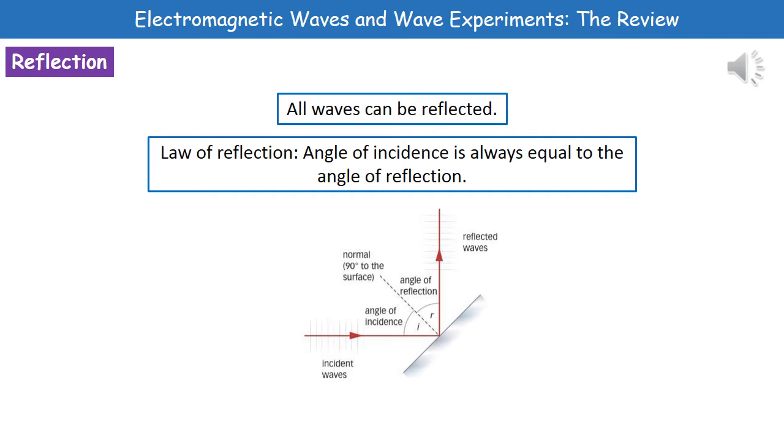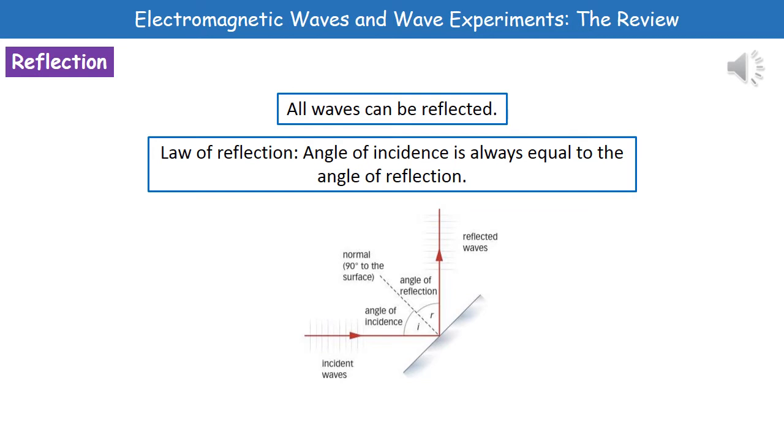When we're thinking about our waves, there are three things that we need to concern ourselves with in terms of their behavior. The first one is reflection. All waves can be reflected, and hopefully this is something you are familiar with from lower down the school. Now we do have the law of reflection, which states that the angle of incidence, the angle at which our wave comes in, is always equal to the angle of reflection, the one it bounces off at.